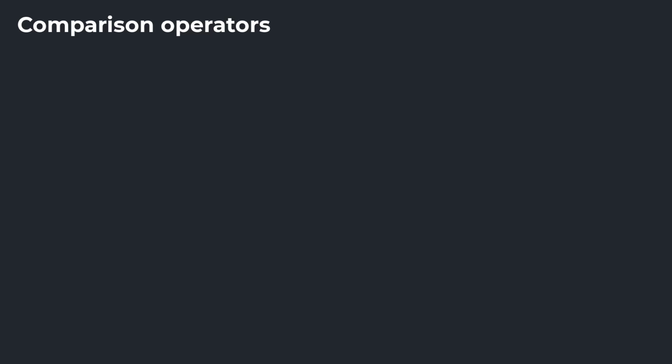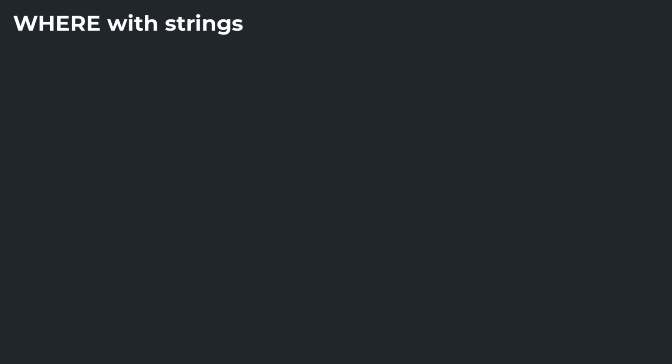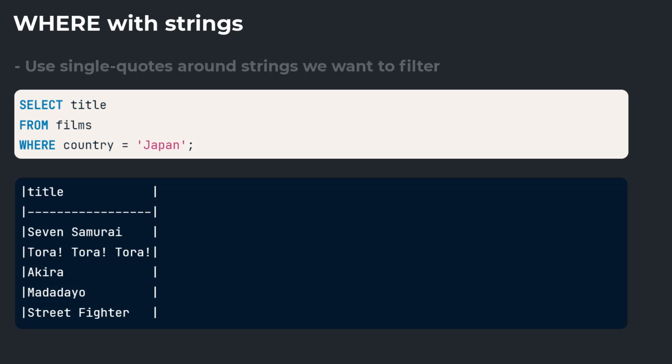Let's recap all the comparison operators we can use with where to filter numbers. We have greater than, that also means after, less than, that also means before, equal to, greater than or equal to, less than or equal to, and not equal to. The comparison operator equals can also be used with strings. In these cases, we will have to use single quotation marks around the strings we want to filter. For example, here, we want to filter titles where the country is Japan.